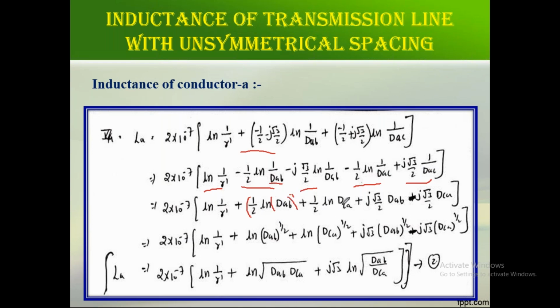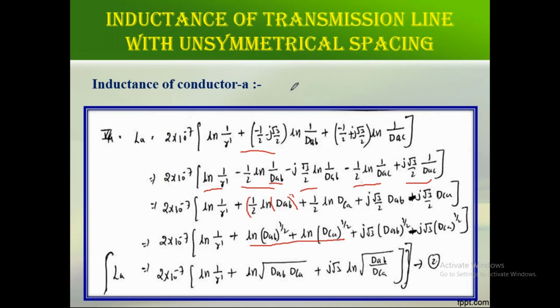So here also ln DCA power 1 by 2. So here j root 3 DAB power 1 by 2. So like that. Why? Because we had to make that a square root, right? So finally, in these two terms, the common thing is ln and square root. So ln and these two in plus.